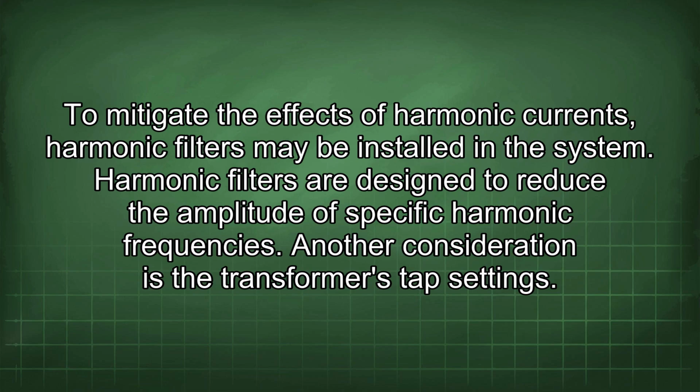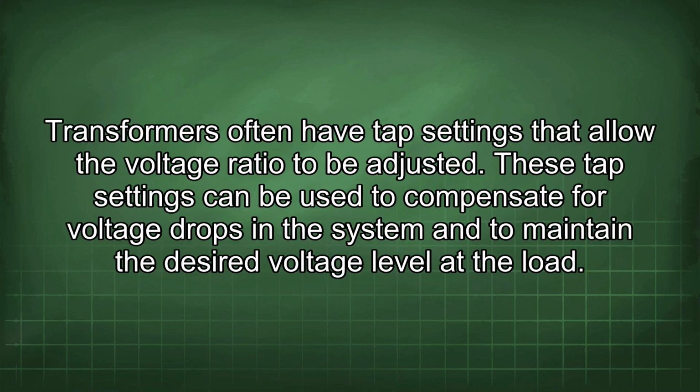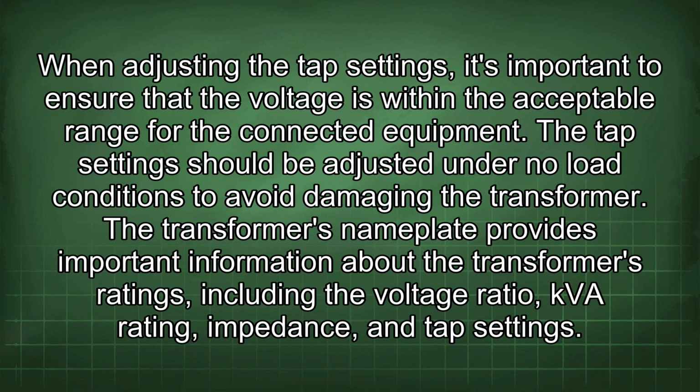Another consideration is the transformer's tap settings. Transformers often have tap settings that allow the voltage ratio to be adjusted. These tap settings can be used to compensate for voltage drops in the system and to maintain the desired voltage level at the load. When adjusting the tap settings, it's important to ensure that the voltage is within the acceptable range for the connected equipment. The tap settings should be adjusted under no load conditions to avoid damaging the transformer.